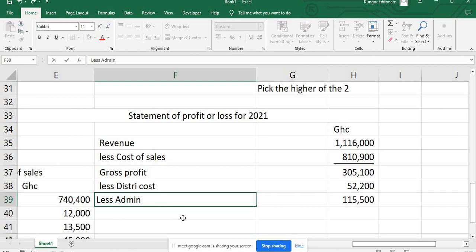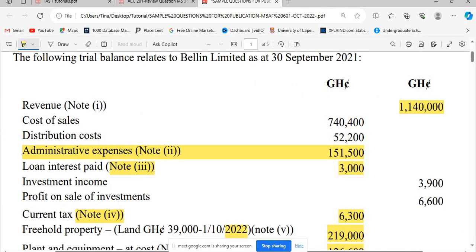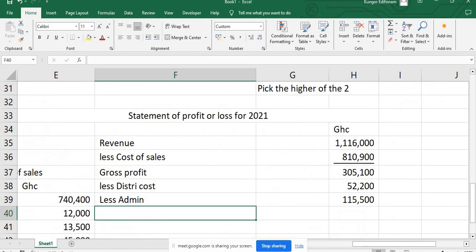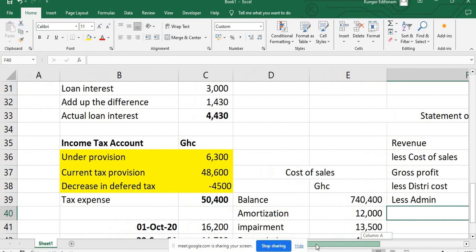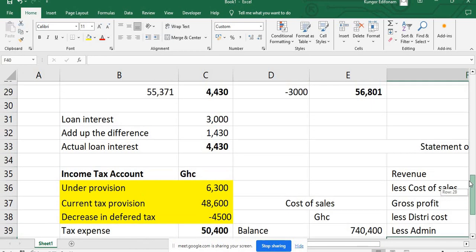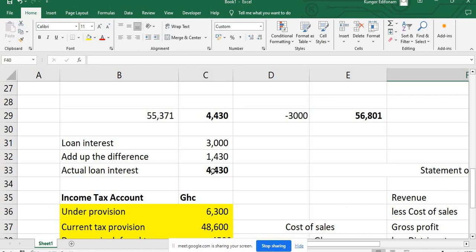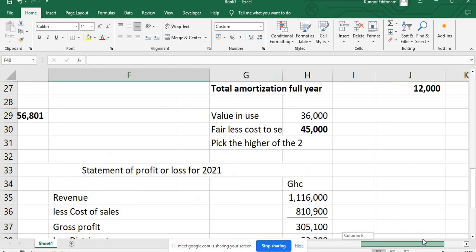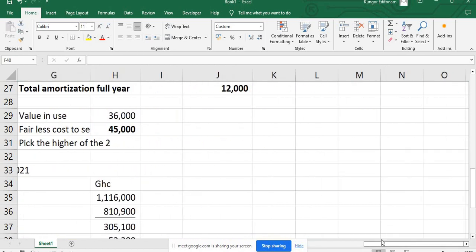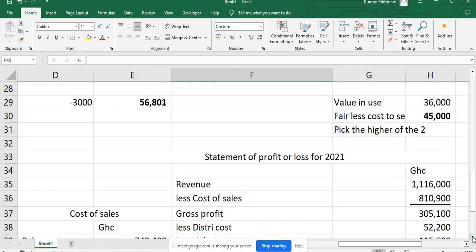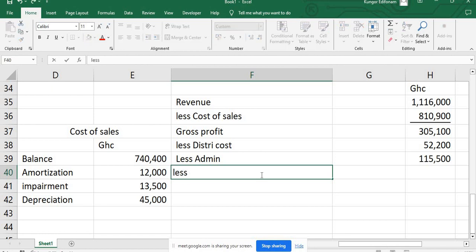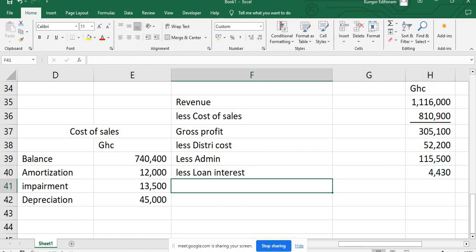So the next thing will be our loan interest. Remember the loan interest, we said that we'll be adding the 1,400 and something. Let me see if we have it there. Alright. So let's go to that part. I want us to see that part well. So this is it. The loan was already 3,000, which is this. And we said that we'll gross it. So it will be 4,430 instead of 3,000. Alright. So loan interest, that one too is less. Loan interest, 4,430.